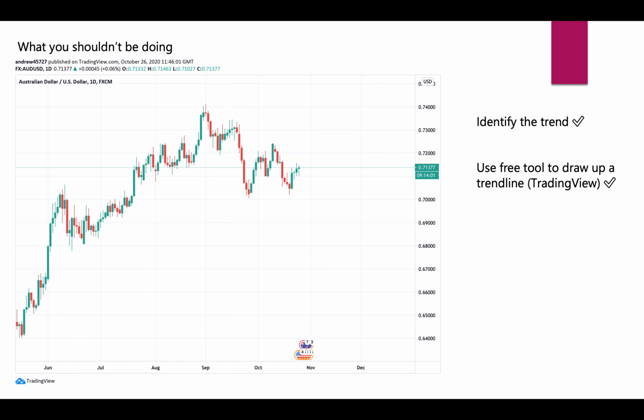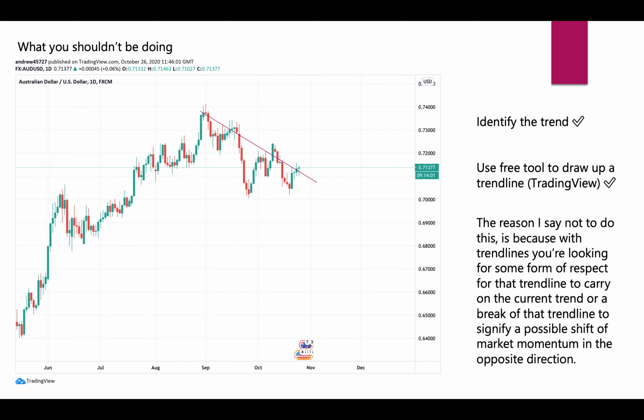All right. Use the tool in TradingView. This is what I see people doing. Now, the reason I say not to do this is because with trend lines, you're looking for some form of respect for that current trend. And you're also looking for a potential break of your trend line to signify a possible shift of the market momentum in the opposite direction.